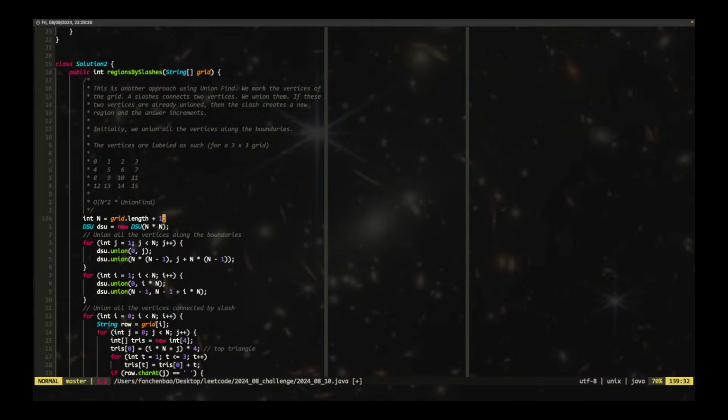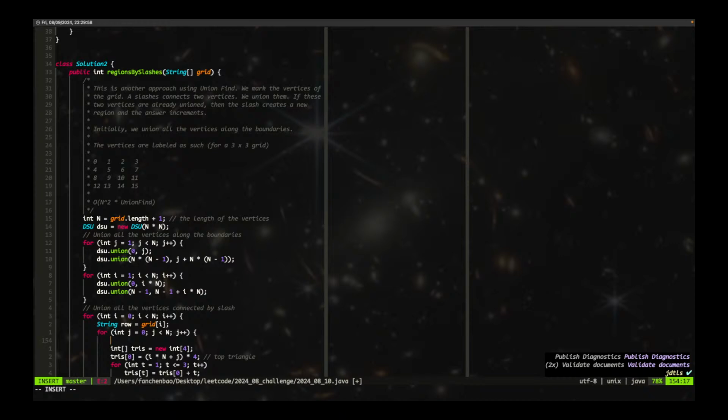Hold on, let me also do this. This is the length of the vertices, right? Because you see, this is 0, this is 4, this is 8. So it's I times 0, 1, 2, right? And then I know this, I just plus 1, plus 2, because I only need to know this. Okay, so this is fine.